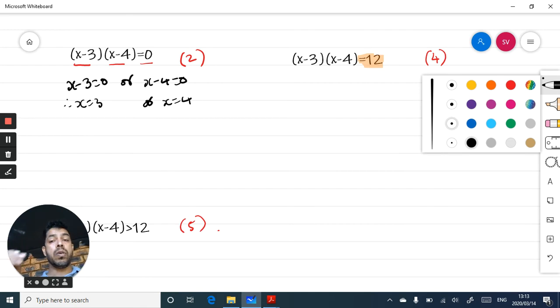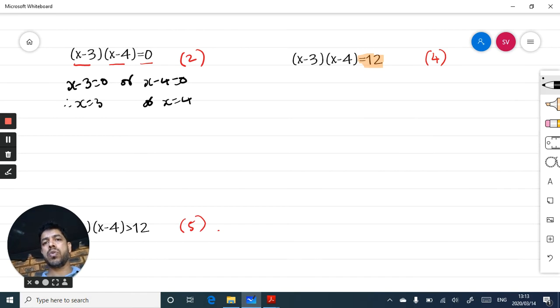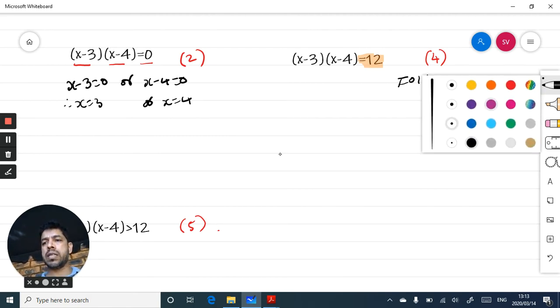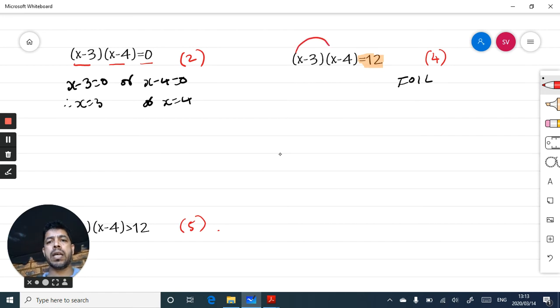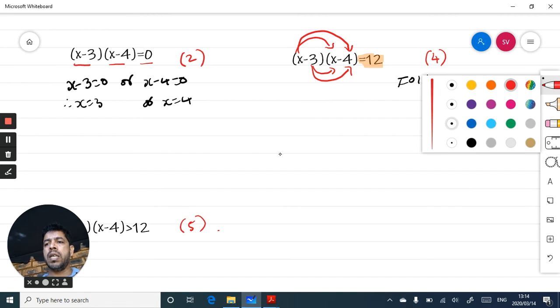So now let's go back to our question. How do we attempt this question? The first thing, I have to open up the brackets using the FOIL method. If I apply the FOIL method, I keep multiplying x times x, x times minus 4, minus 3 times x, and minus 3 times minus 4. And whatever answer I get from there will show me the way.